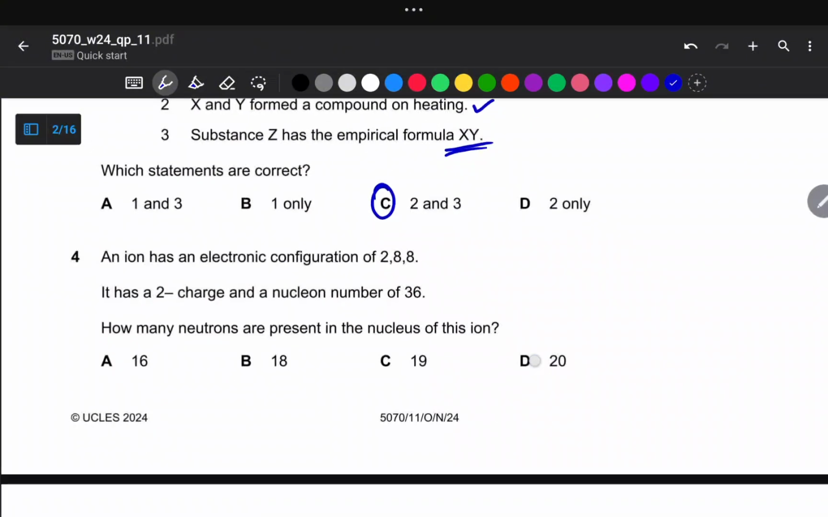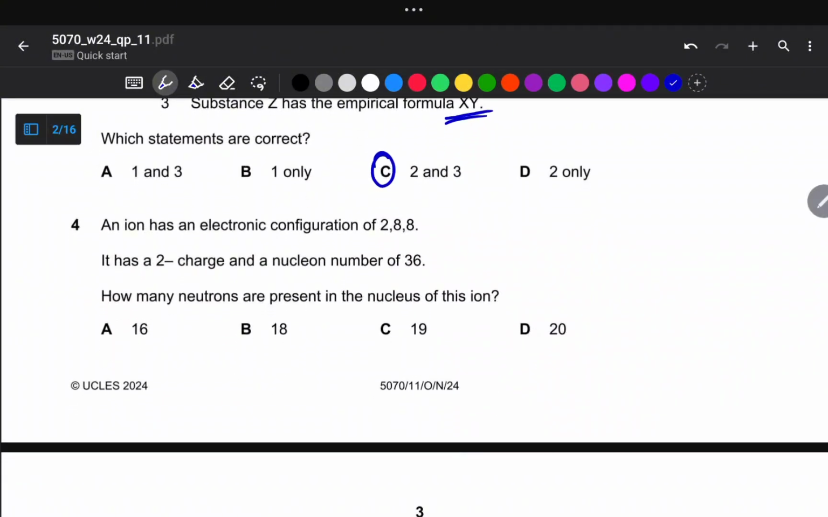So we now move on to question number 4. Question number 4 says an ion has an electronic configuration of 2, 8, 8, right? So this is the electronic configuration of a stable noble gas. The ion has a charge of 2 minus, and the nucleon number is equal to 36. So nucleon number is the sum total of the protons and neutrons in the nucleus of an atom, right?